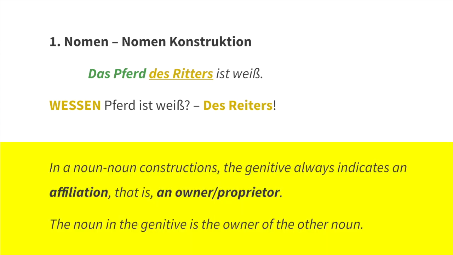So here we can see that in a noun-noun construction, the genitive always indicates an affiliation, that means the owner. And it is the noun in genitive that is the owner of the other noun. Here the noun in genitive is des Ritters, and des Ritters means the knight's horse. So the knight, the genitive, des Ritters, is the owner of the horse.